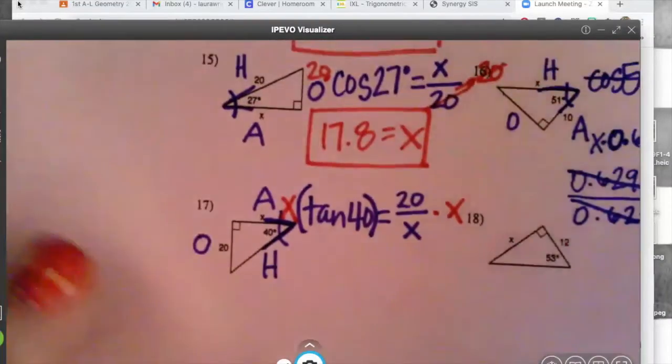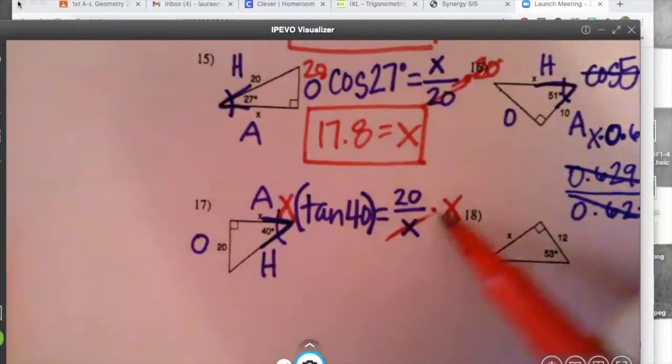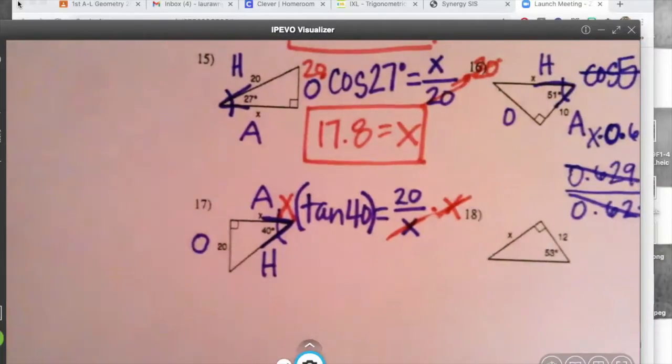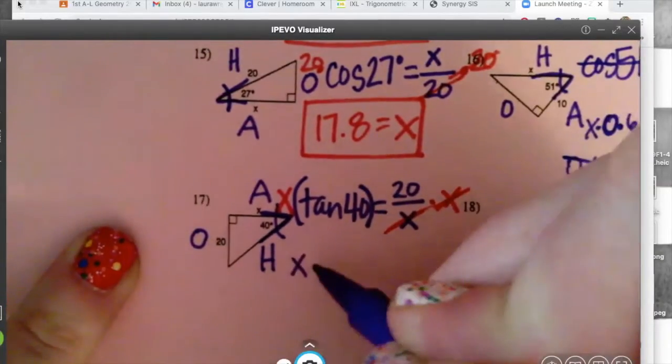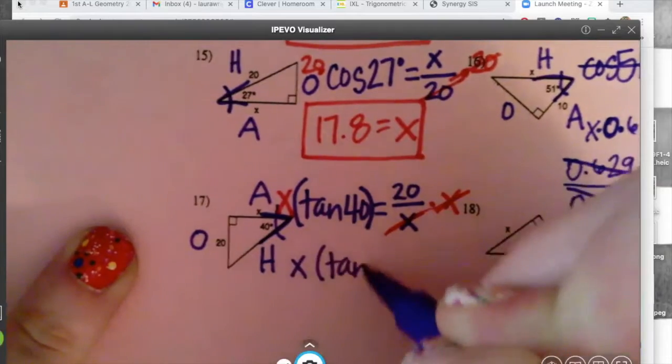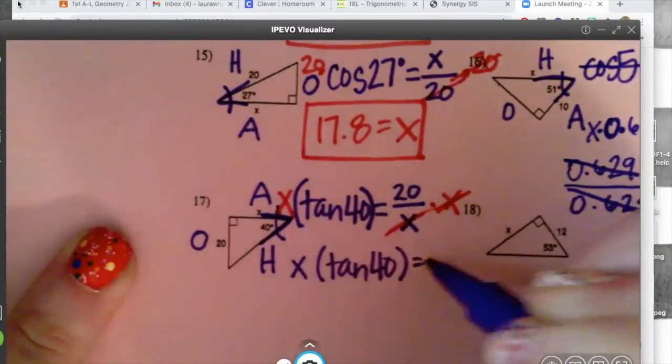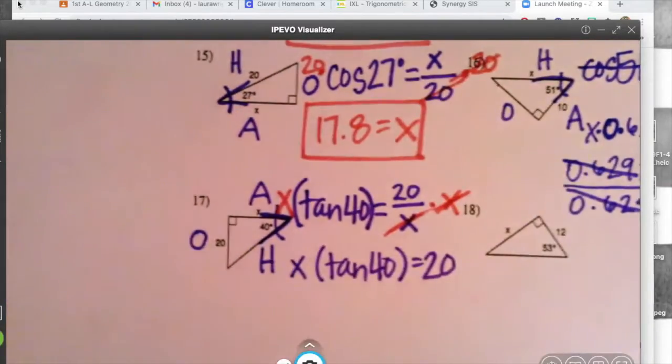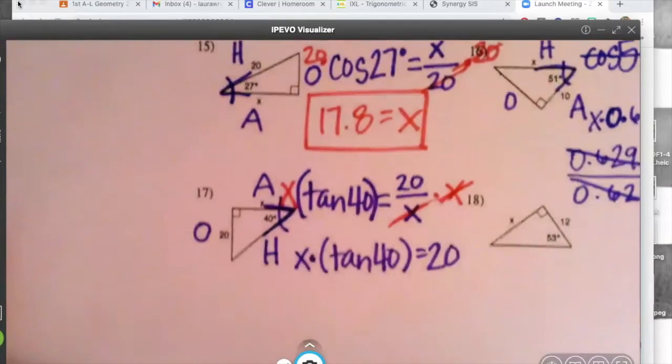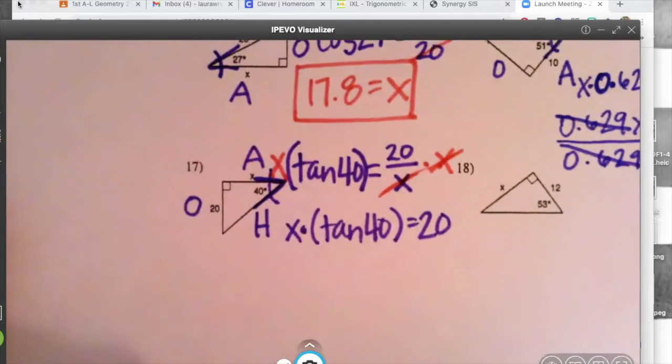So in our next line, that's where we got rid of the fraction. Our next line, we have x times tangent of 40 equals 20. And you can put a little dot out there for times if you want to. Keep in mind your goal is solving for x. So we got rid of the fraction. That was kind of a problem.